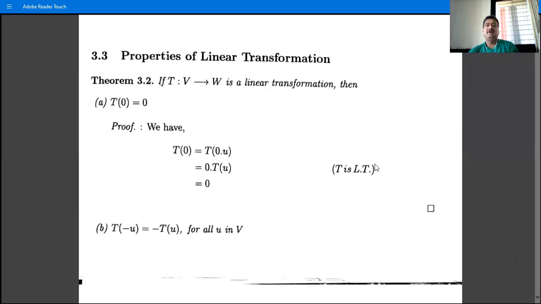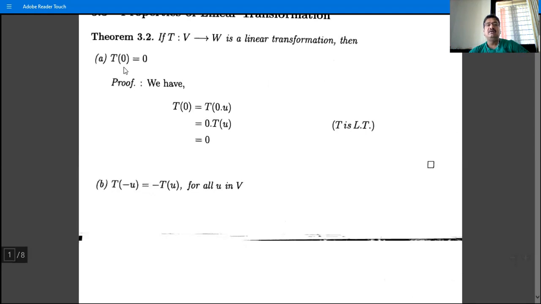Composition of linear transformation. So these are the properties of linear transformation. T(0̄) is 0̄, because T(0̄) is T(0·ū), right? Then by using the second property of linear transformation, T(kū) is kT(ū), that is 0 into T(ū), and 0 into T(ū) is 0̄. So T(0̄) is 0̄.